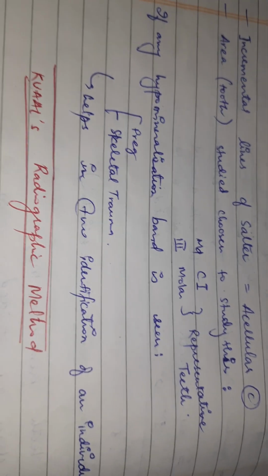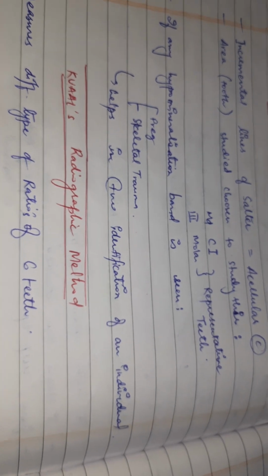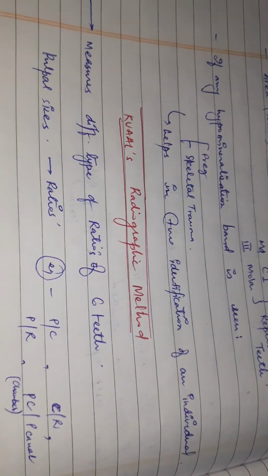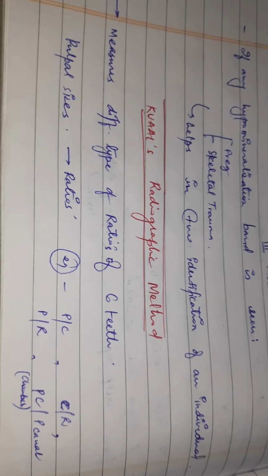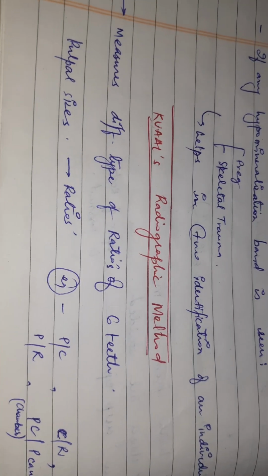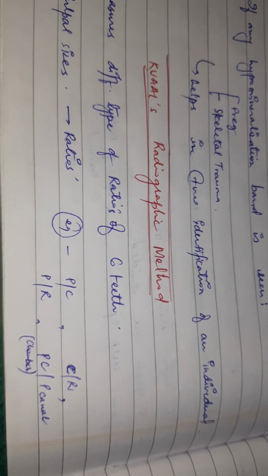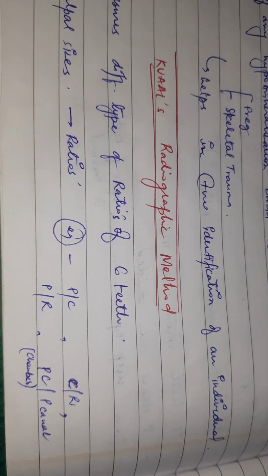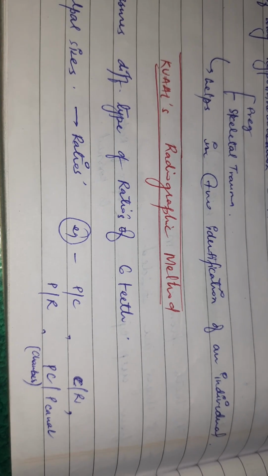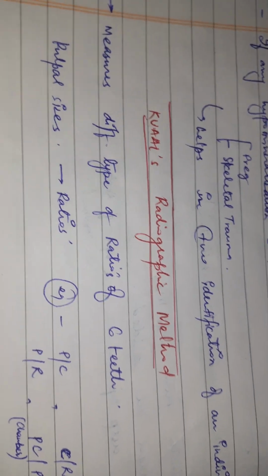Okay, let's concentrate again. If any hypomineralization band is seen, pregnancy or skeletal trauma helps in positive identification of an individual. Then Qualls radiographic method. Qualls radiograph measures different ratios of six teeth, the pulpal sizes. Example: pulp upon crown upon root ratio, pulp upon root ratio, and pulp chamber upon pulp canal ratio. These ratios help in identification of the age. This is known as the Qualls radiographic method.